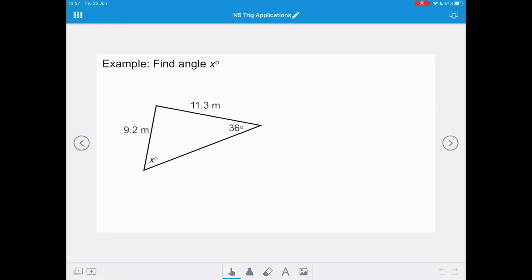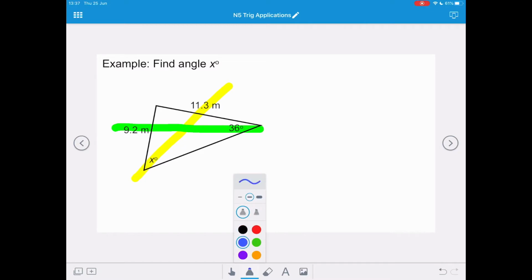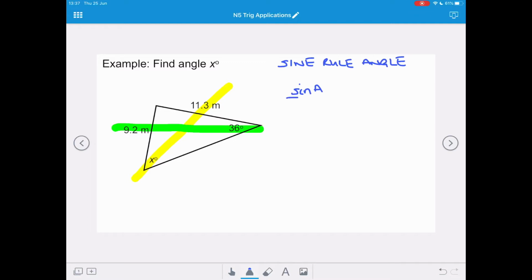So in the first example, we want to find angle x degrees. You can see that we've got a side and the angle opposite the side, and we've got another side and angle opposite the side. So therefore, we're going to use our sine rule, and because we want to find angle x degrees, we want to use the sine rule for a missing angle. That means we're going to invert our sine rule from the way that it is on our Nat5 formula sheet. So the sine of angle A over side a equals the sine of angle B over side b.